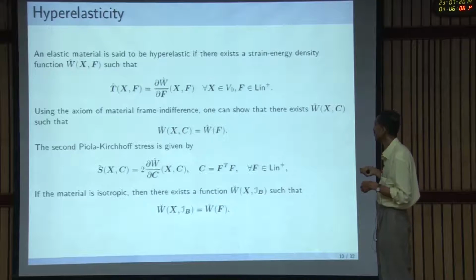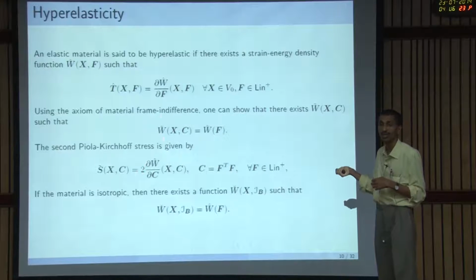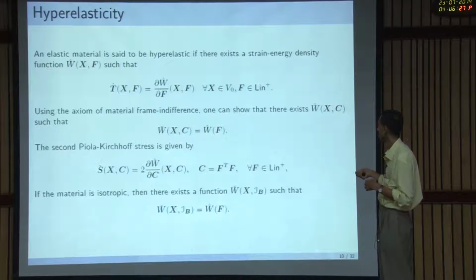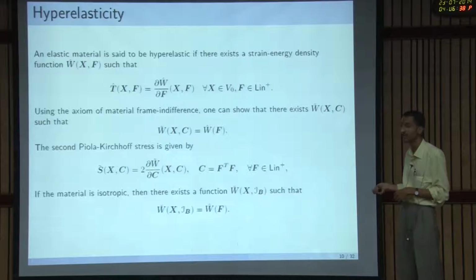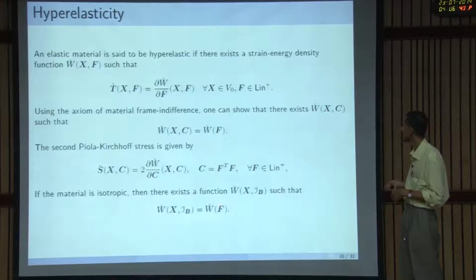And you can use all these axioms of frame indifference and so on to show that the strain energy density function depends on the right Cauchy-Green strain tensor. Then the second Euler-Markov stress can be expressed as a derivative. All this is standard material which is known for a very long time, but this is just the background for this problem. And if the material is isotropic, then there exists a function which depends purely on the invariants. So the dependence on C goes to a dependence on the invariants of C, which are also the invariants of B. So you can express it in this particular way.